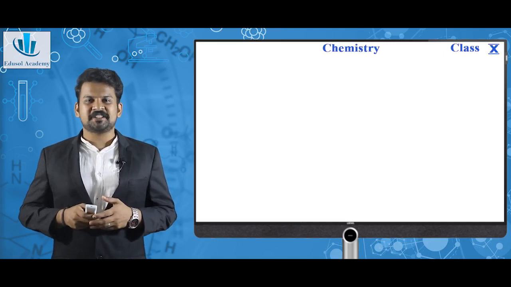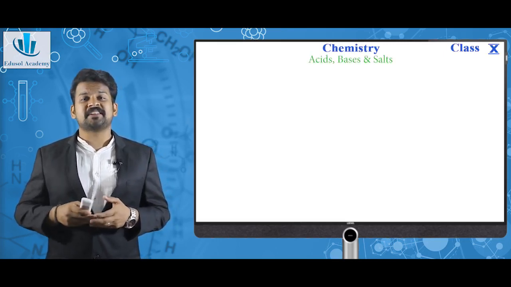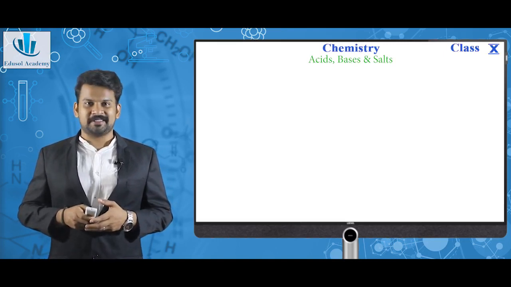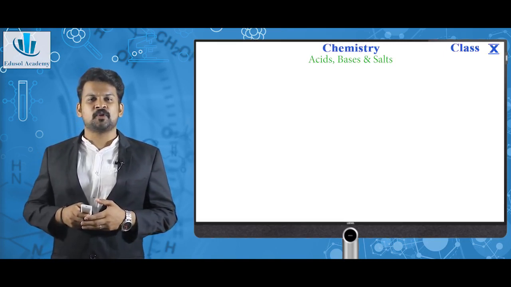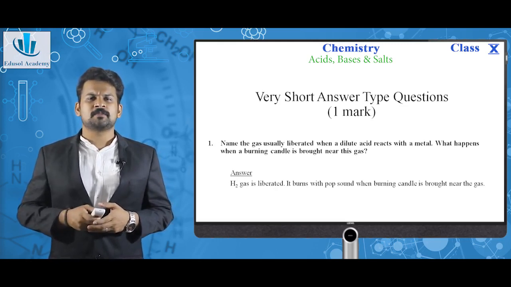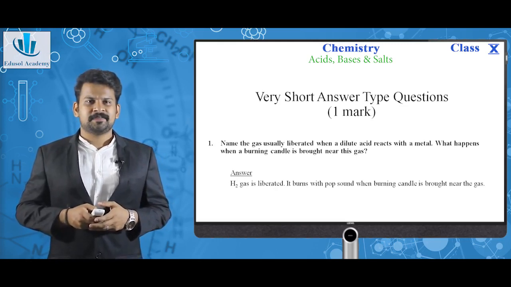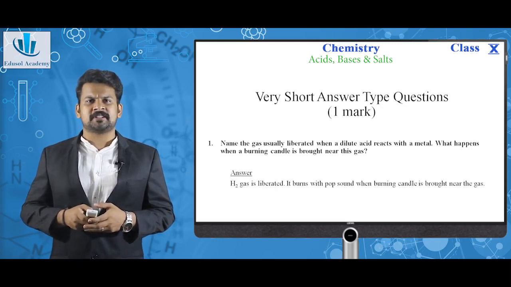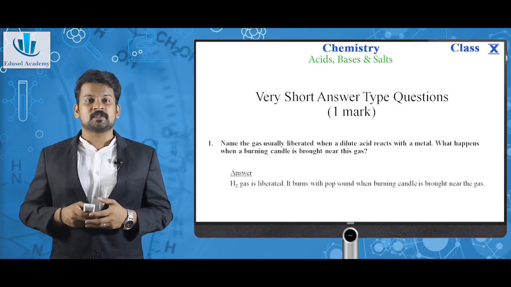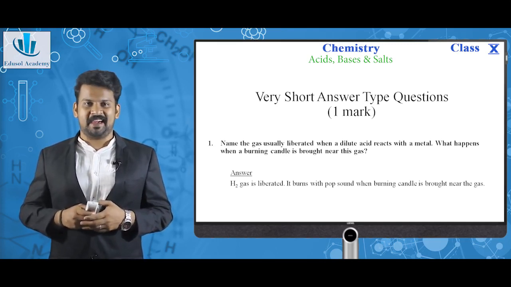Hi, we just studied what is an acid, what is a base, and what are salts, and also their different kinds of properties. Now, let's look at different questions. First, let's go for small one-mark questions. Name the gas usually liberated when a dilute acid reacts with a metal. What happens when a burning candle is brought near the gas?